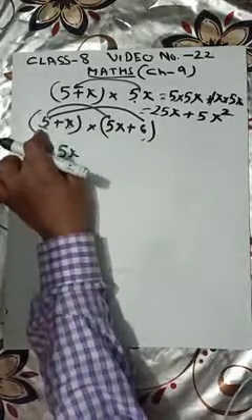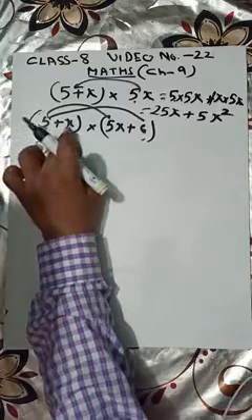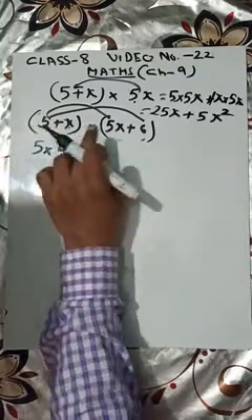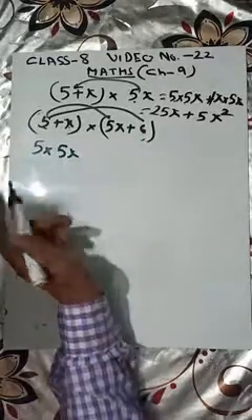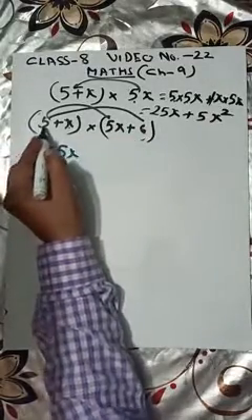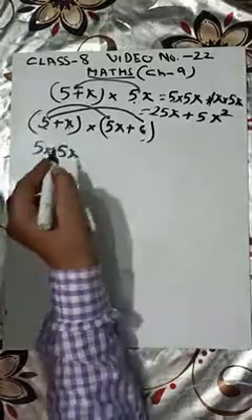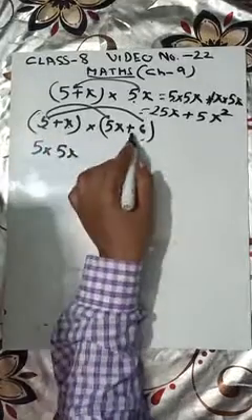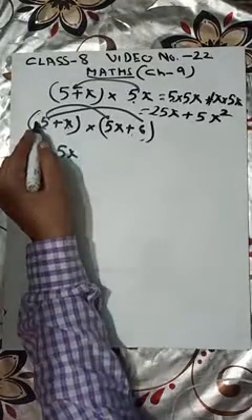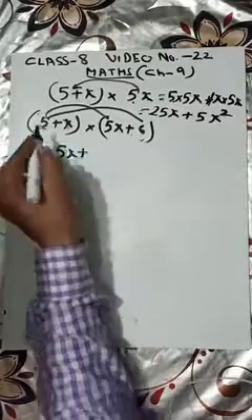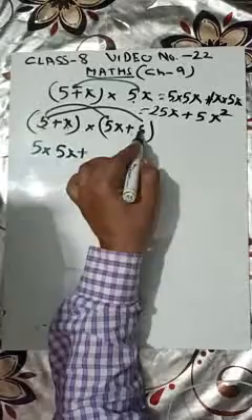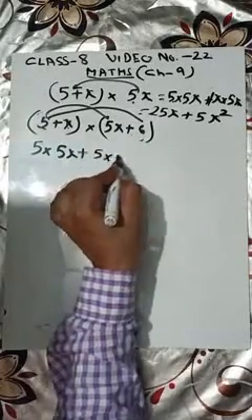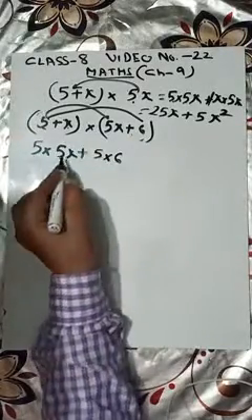What does the whole thing include? 5 plus x. So this 5 is going to multiply with these terms, and then x is going to multiply with these terms. Let us multiply step by step. 5 is going to multiply with 5x. I have written it like this. Then plus, and the answer will be plus 5 multiplied with 6. See, this 5 has multiplied with both terms.